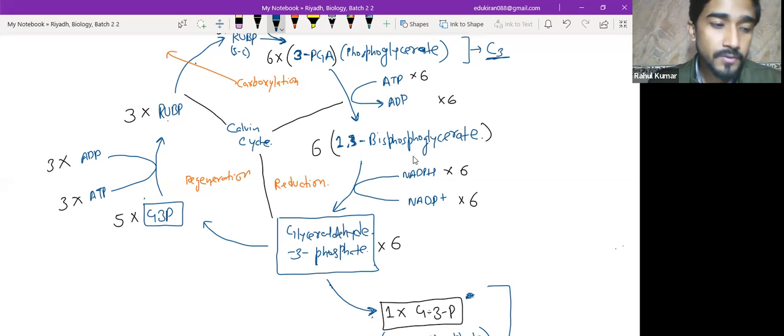And how many NADPH are used? 2. 2 NADPH are used per CO2 entering the Calvin cycle. Write down that also. Now, to make a molecule of glucose, I'll tell you about it later, but just write down. To make 1 molecule of glucose, how many CO2s are required? How many CO2s are required?